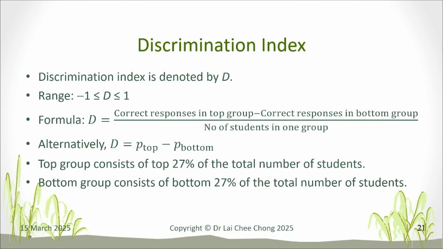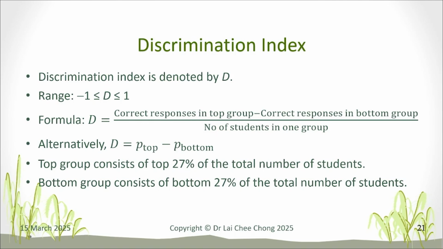Here is a little formula here. I'll use a capital D to denote this discrimination index. Now, the range of value in this case, it can go from -1 to +1. It's not 0 to 1, but -1 to 1. That's important. So what you do is that you work out the correct responses in the top group, the top 27%, and you work out the correct responses in the bottom group. You find the difference. You divide it by the number of students in one group.